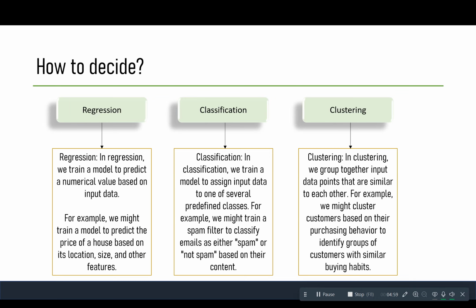Okay, and there are more we will be learning later on. So in summary, classification, regression and clustering are important types of machine learning algorithms that are used to solve different types of problems. Classification is used for predicting class labels, regression is used for predicting numerical values, and clustering is used for grouping similar data points. So that's all regression, classification and clustering is.